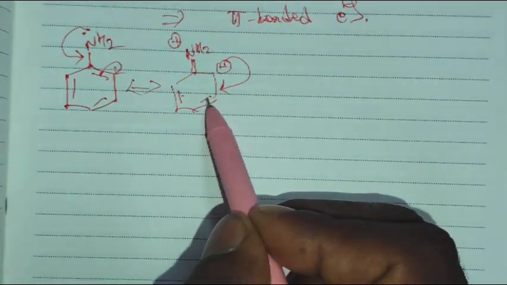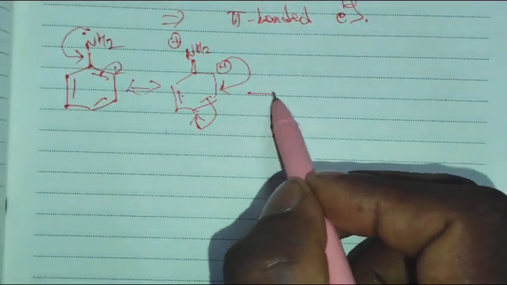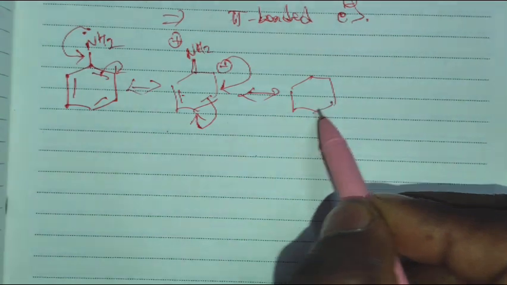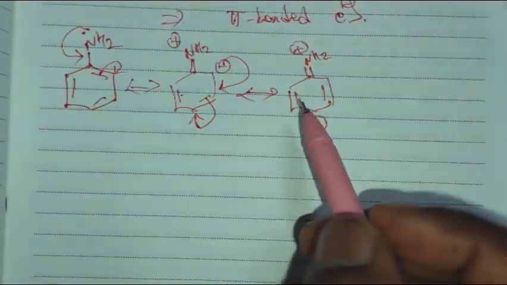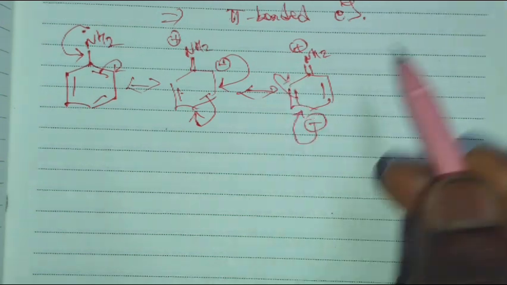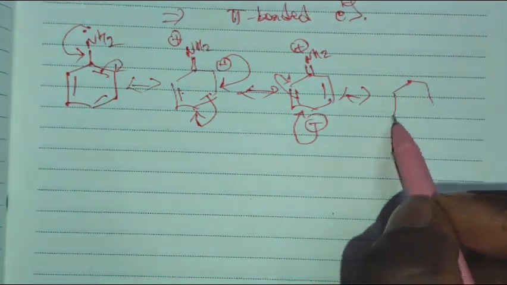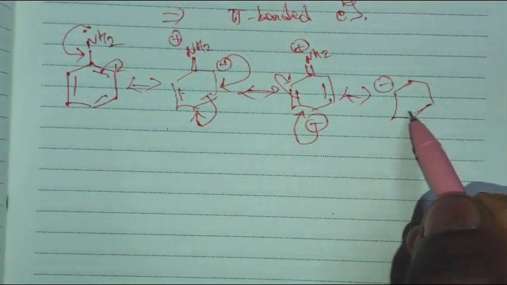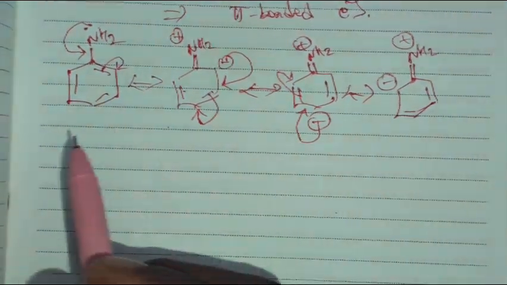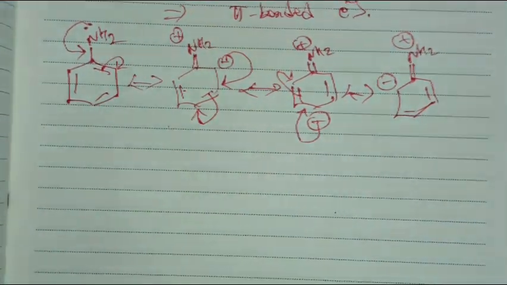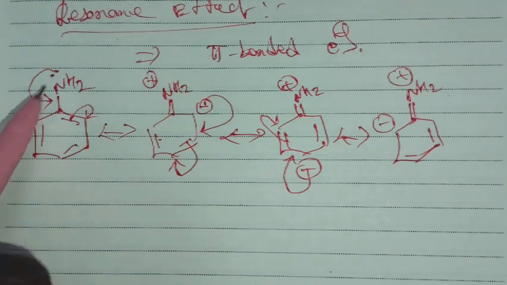Now this bond shifts here, this electron comes to here. So this is another canonical structure, with a double bond, a minus, and a double bond NH2 plus. Now this electron comes to here and this pi bond shifts here. So another canonical structure has a negative charge here and a double bond NH2 plus. Anyway, the resonance originates from that lone pair of electrons.